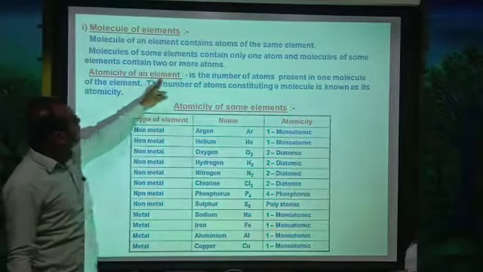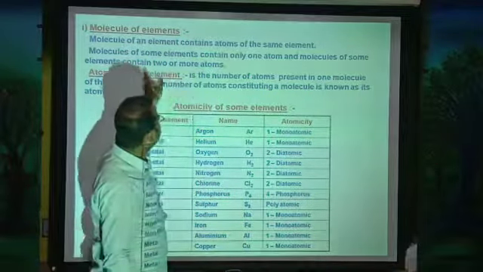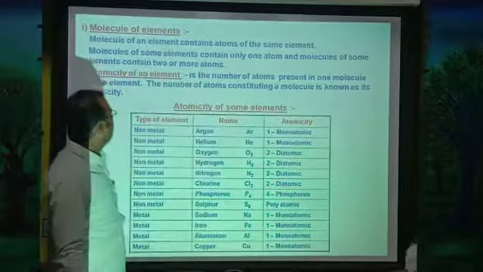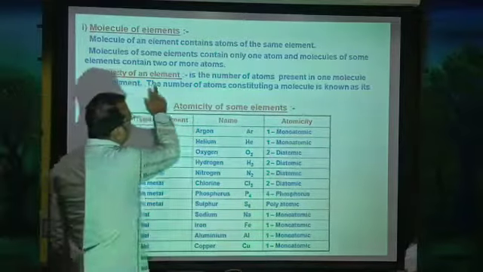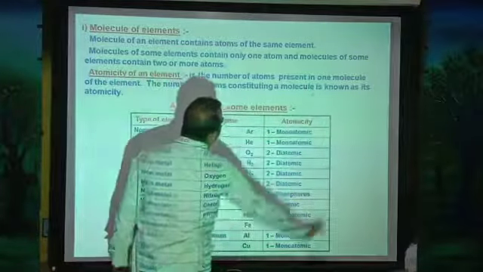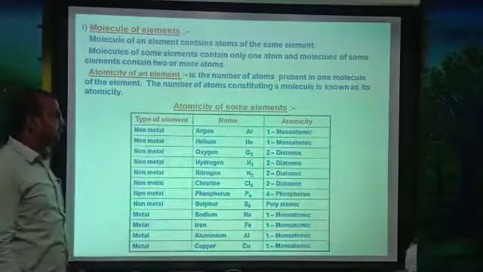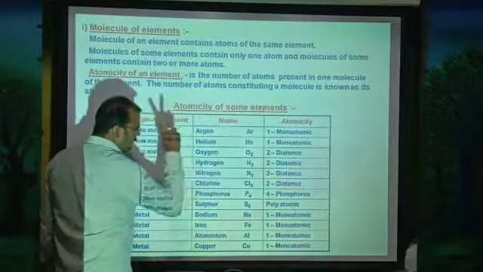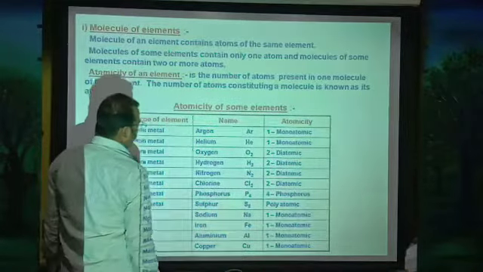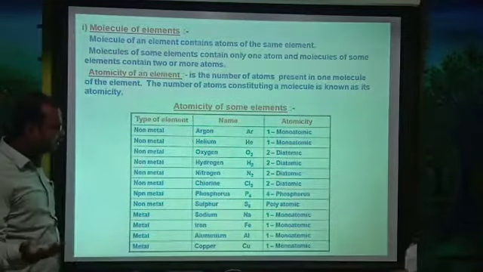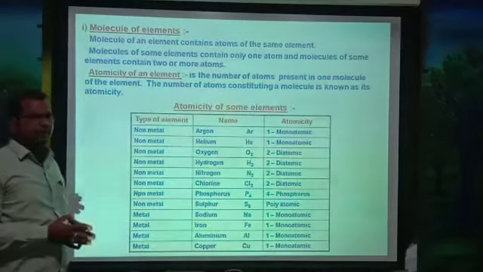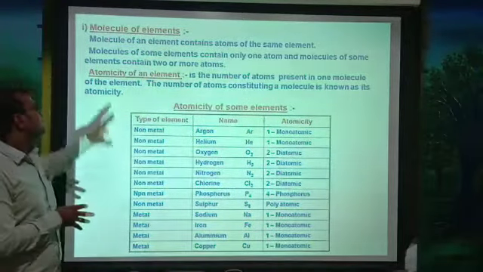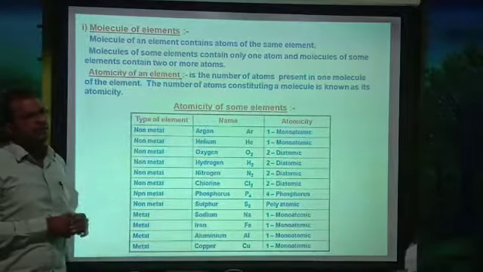What is atomicity? Atomicity of an element is the number of atoms present in one molecule of the element. The number of atoms constituting a molecule is known as its atomicity. Oxygen's atomicity is what? 2. Hydrogen's atomicity is what? 2. Whereas phosphorus atomicity is what? 4. Means 4 phosphorus atoms become one phosphorus molecule. So this is the atomicity of an element.